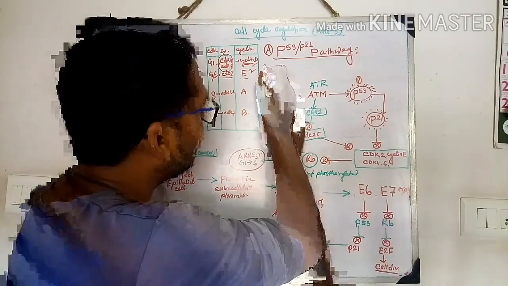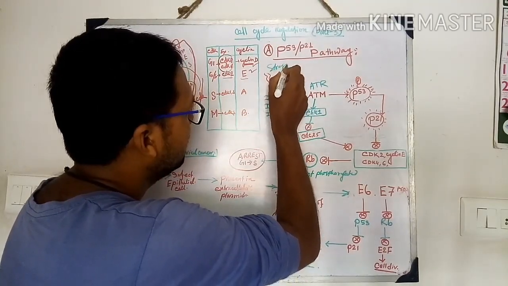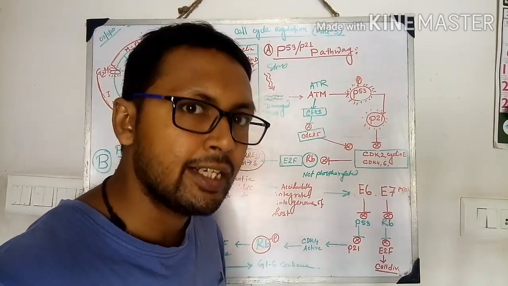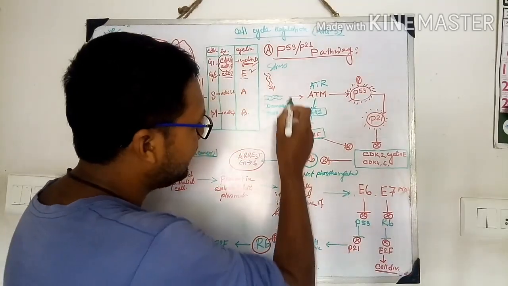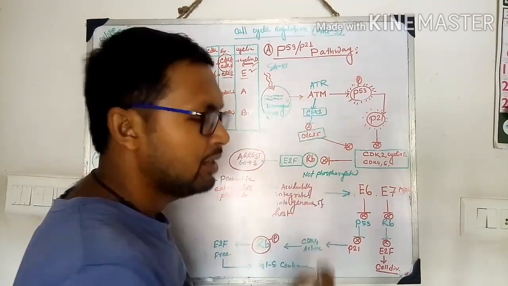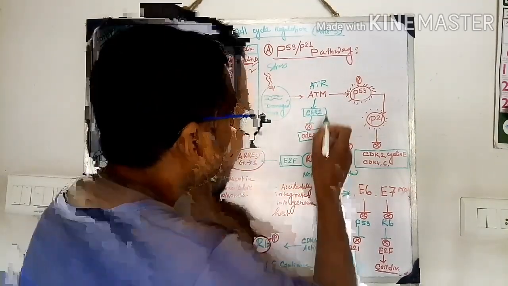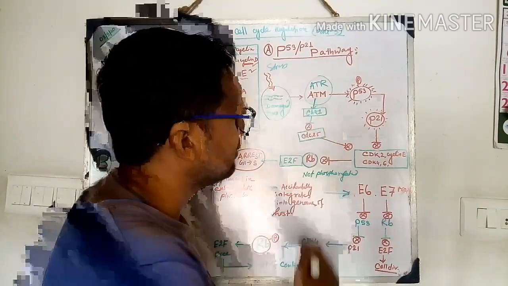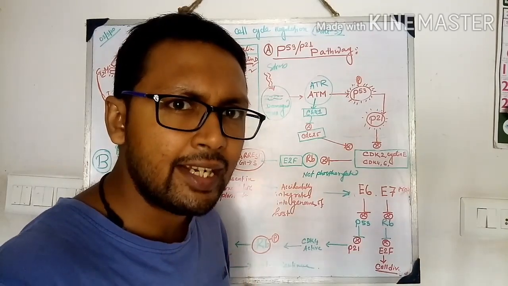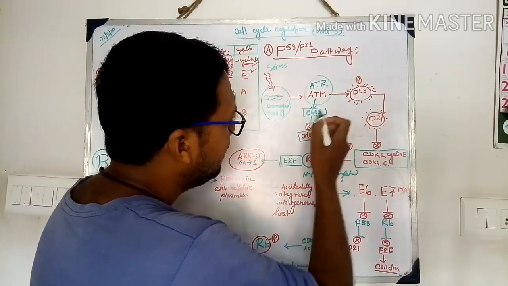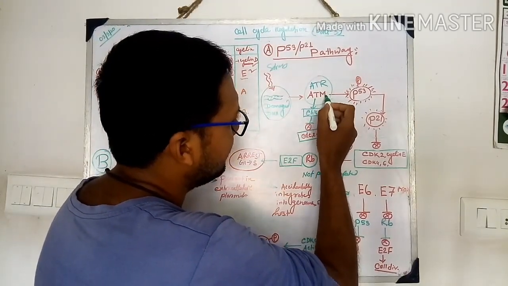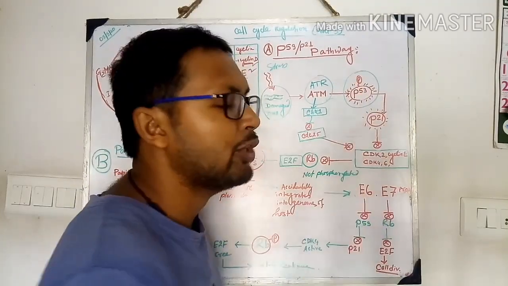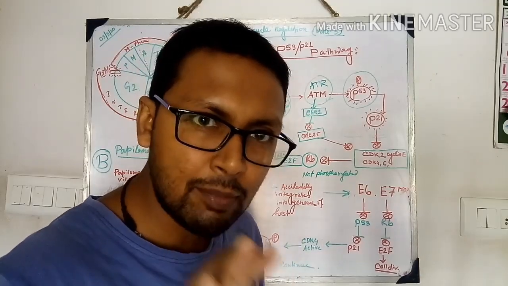DNA damage by any kind of stress, either UV ray or any kind of ionizing or non-ionizing radiation, whatever it may be, is immediately sensed by the proteins ATM and ATR. These are very important proteins which sense the DNA damage. When DNA damage occurs, ATM and ATR activate the P53 protein.